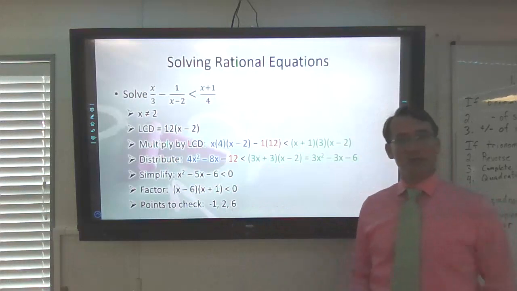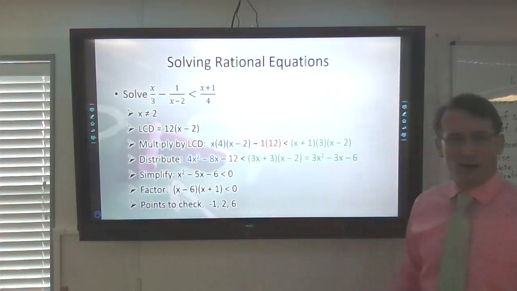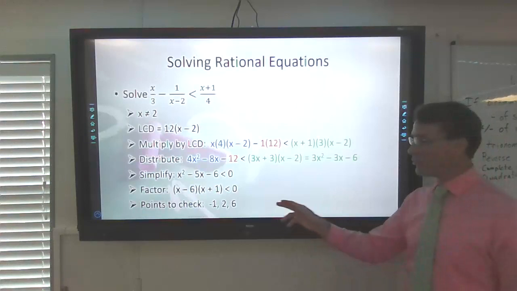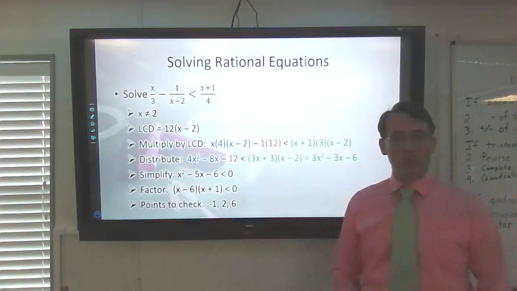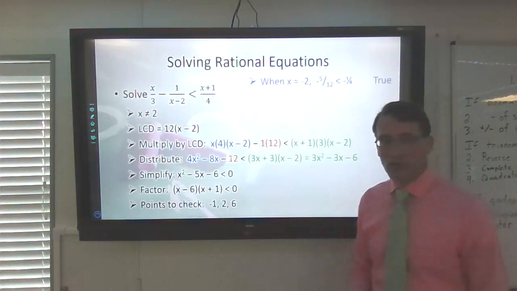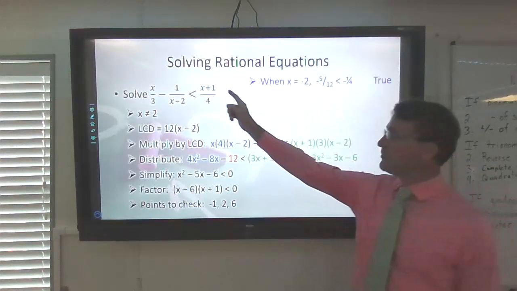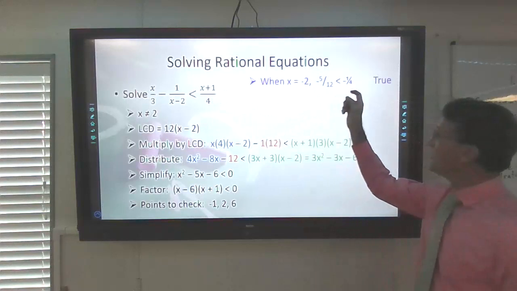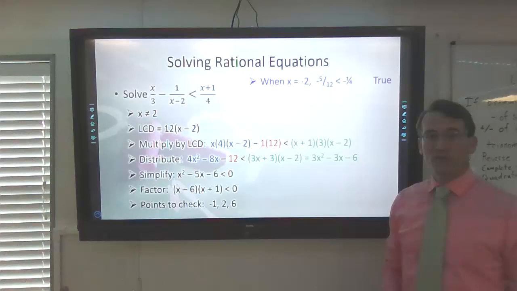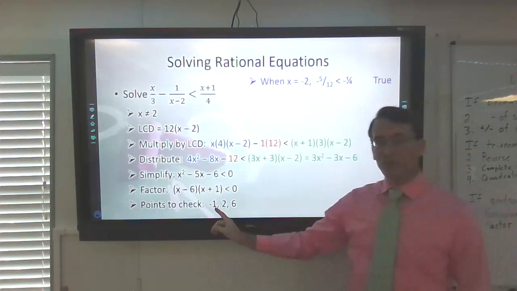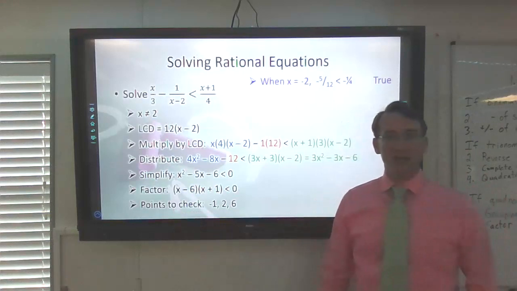So if you can imagine a number line or literally draw one out, I didn't draw one today, but I'm going to work out each one of those pieces. So I'm going to pick a number that's less than negative 1, such as negative 2. When I plug in negative 2 into my original equation, I end up getting negative 5/12 being less than negative 1/4, which is true. So I have values that will fit when x is less than negative 1.